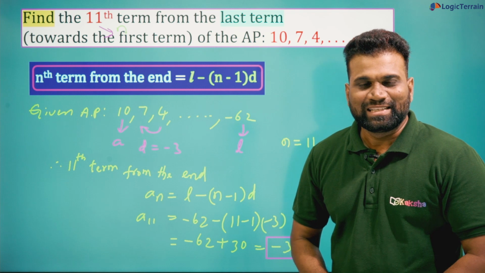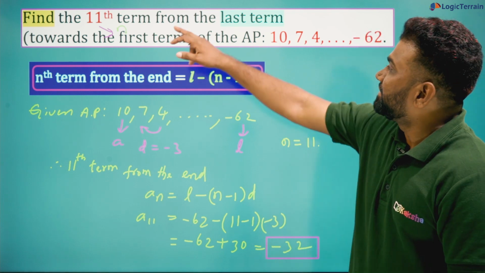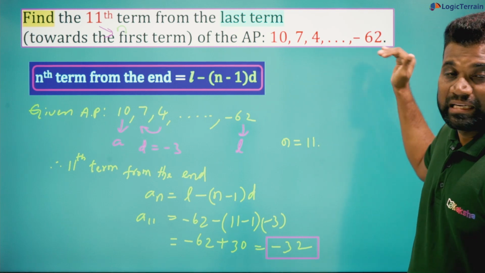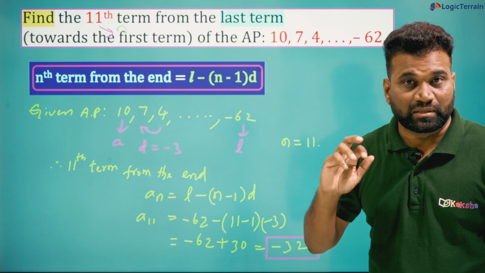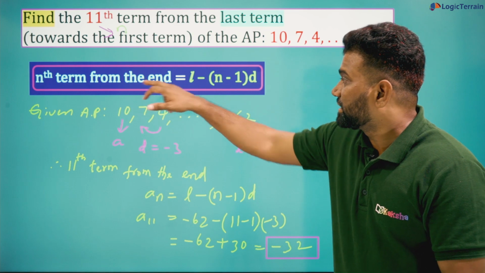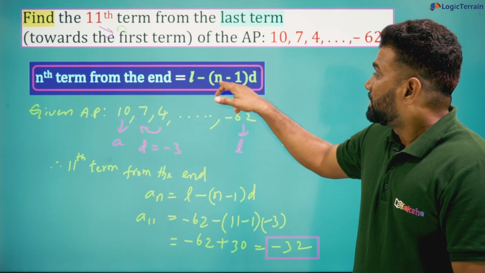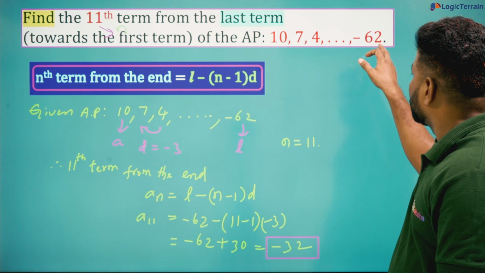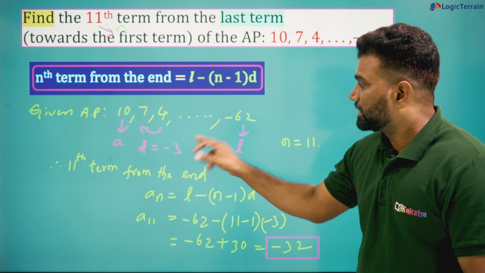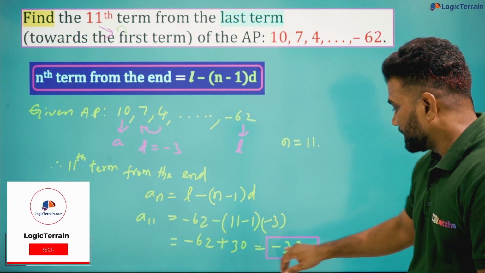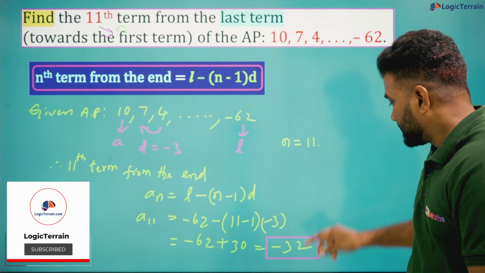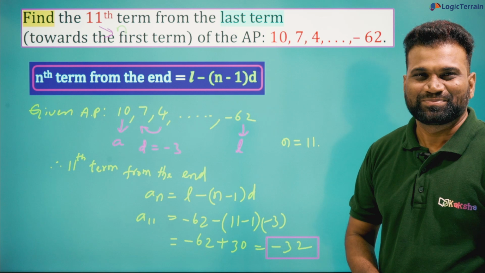Shall we discuss once again briefly? Yes? Okay. Here we need to find the 11th term from the last term. This is the given AP, but in this AP we are given the last term, but we are not given how many terms are there, that is n we don't know. So we can use the second formula, that is nth term from the end is equal to L minus (n minus 1) into d. Here L is negative 62, n is 11 and d is the common difference negative 3. Now on putting all the values here, we have got negative 32. So therefore the 11th term from the last term in this sequence is negative 32. Clear? This is it.